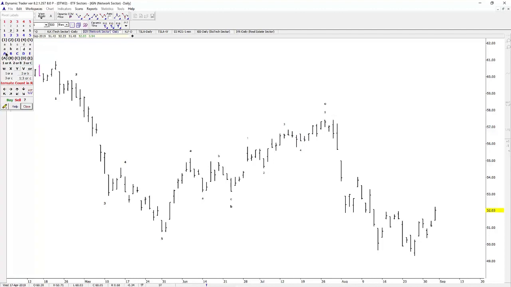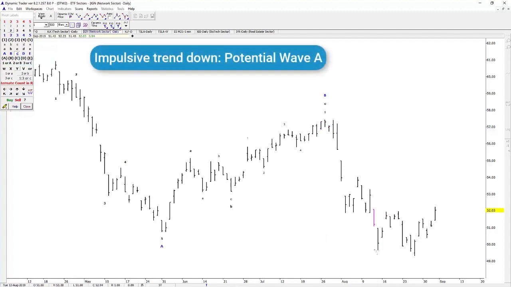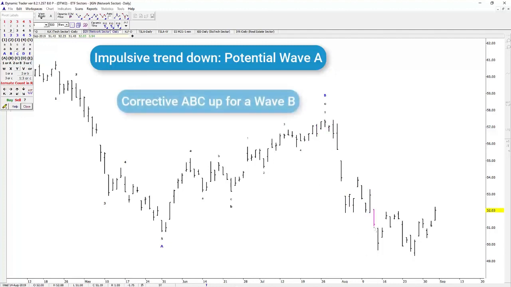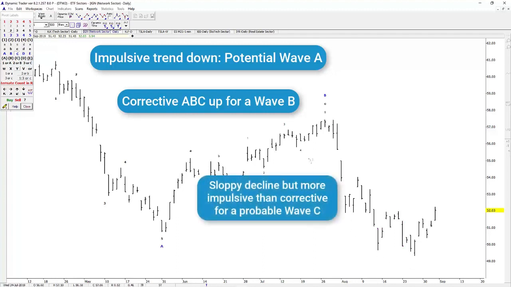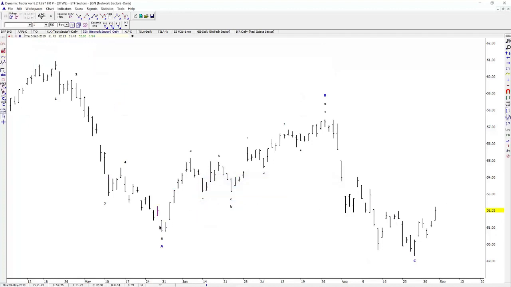So let me put some data in here: potential A, B, and then what's this decline? Well, it certainly looks more impulsive than corrective, doesn't it? There's no overlapping swings on the wave down. It's a little bit on the sloppy side. We might have a little bit of trouble giving it an idealized 5-wave count, but it certainly looks impulsive and not corrective.